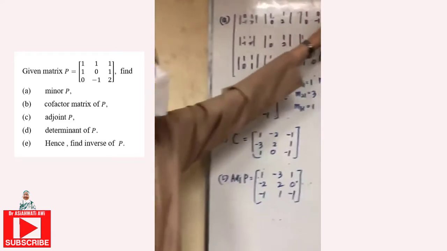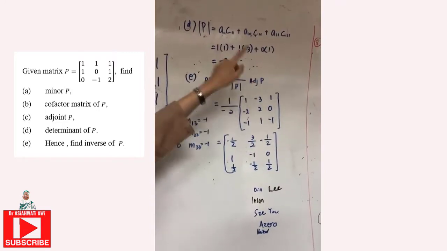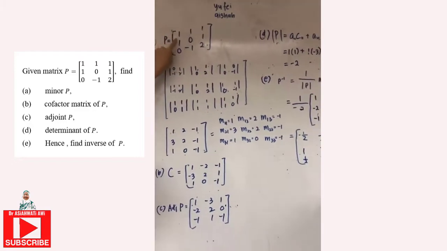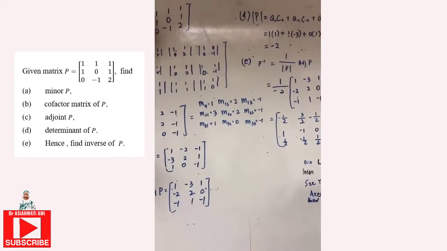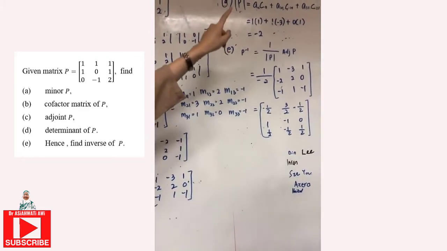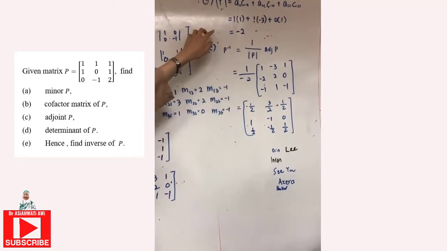So for D, to find the determinant of P, we use this formula. A11 means that we use the number of the first row and first column times the C11, plus A21 times C21, plus also A31 times C31, we'll get negative 2.